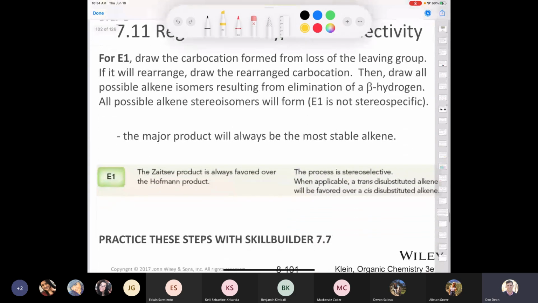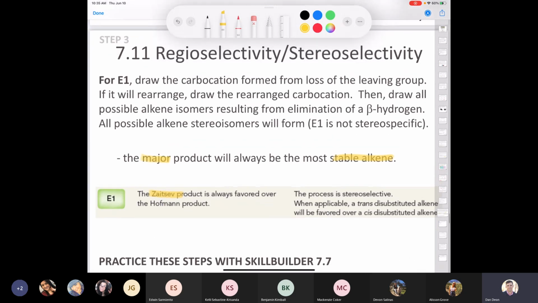And then for an E1 reaction, again, I think it's always handy to draw the carbocation. We can draw the Zaitsev product, the Hofmann product. Remember, the most stable alkene, which is the Zaitsev, it's the golden rule. Okay, it will always be the major product 100% of the time in E1 reactions. No ifs, ands, or buts. And again, if you have cis or trans, you have to take that into account for your Zaitsev product probably. And you have to evaluate, well, which one would I get in a higher yield.